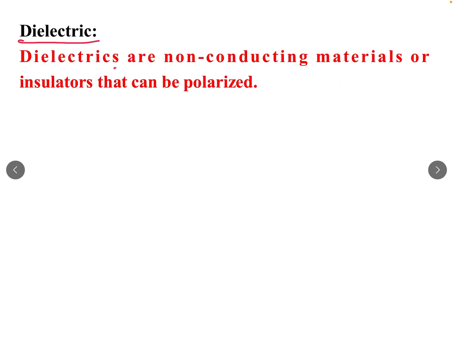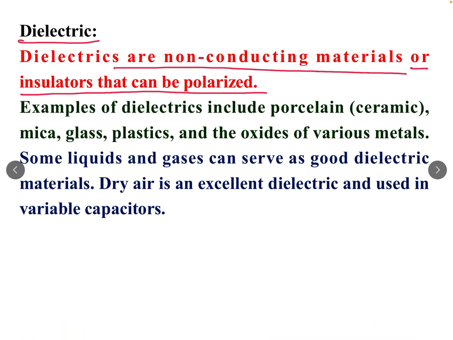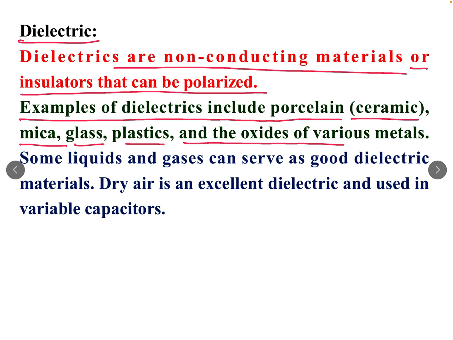Dielectrics are non-conducting materials or insulators that can be polarized. Dielectrics are the insulators which can be polarized when they are placed inside the electric field. Examples of dielectrics include porcelain or ceramic, mica, glass, plastic, and the oxides of various metals. They all behave as dielectrics.